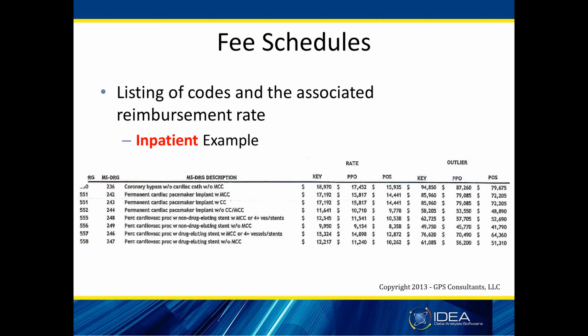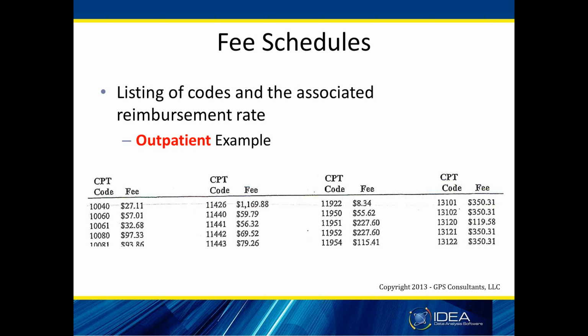That would be the fee, and some of the time the contract says it's a percentage of this fee schedule amount as well. So that's just something to look at. They may say 80% of this fee schedule. So instead of it being this $17,452 for that PPO rate, it would be that times 0.8 to come up with what the expected rate would actually be for you. Then we've got an outpatient example here.